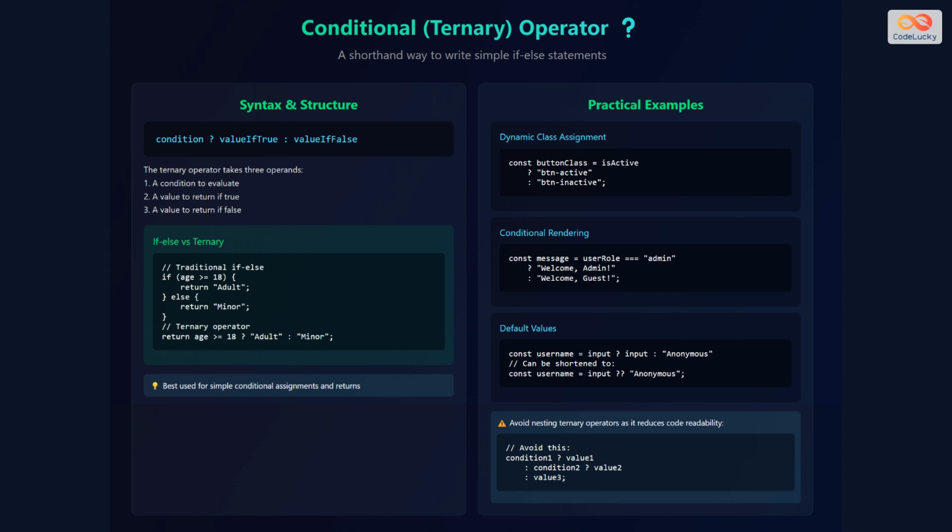A practical example is dynamic class assignment, which assigns "btn active" if a variable isActive is true or "btn inactive" otherwise. Another example is conditional rendering, which displays "Welcome admin" if the user role is admin and "Welcome guest" otherwise. The ternary operator can be used to provide default values. For example, username will be equal to the value of input if it exists or "anonymous" otherwise. Avoid nesting ternary operators as it reduces code readability.